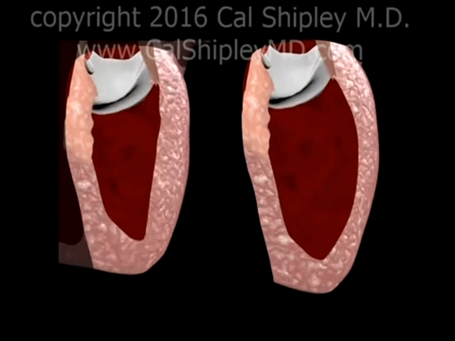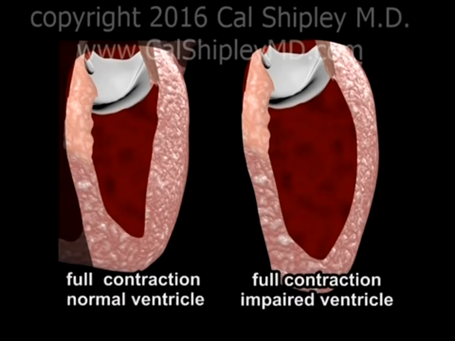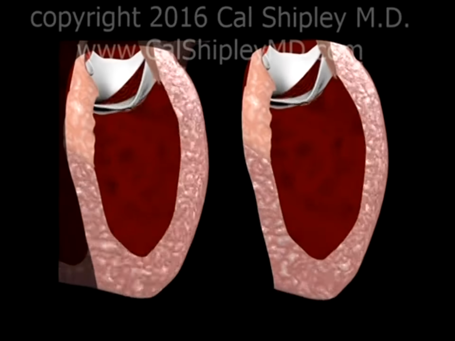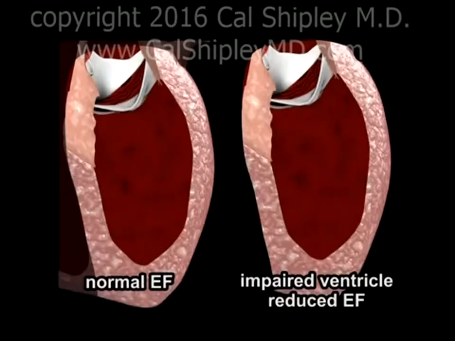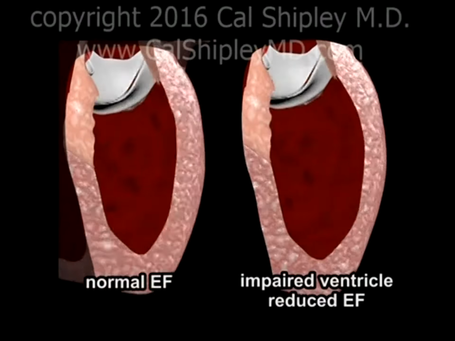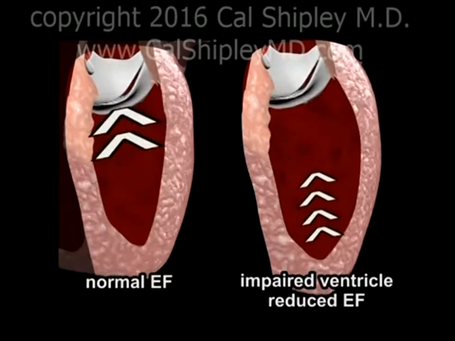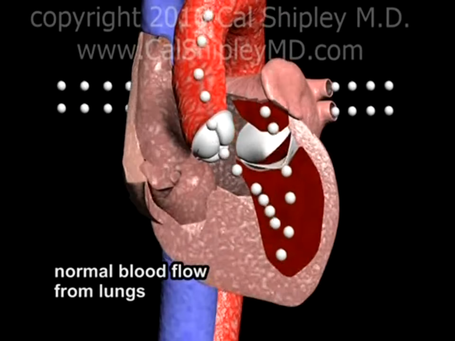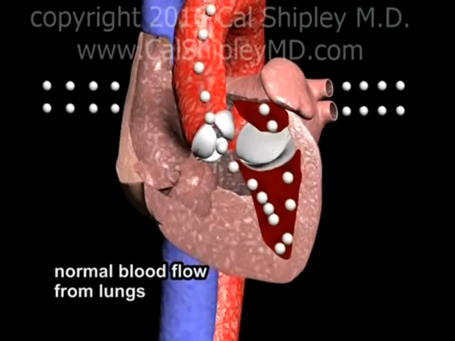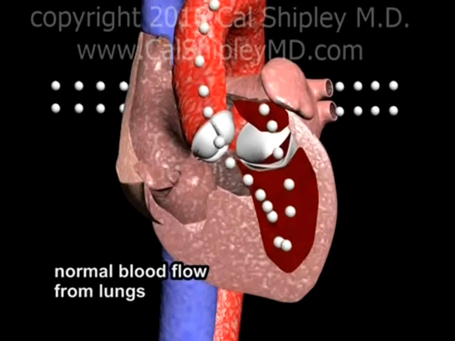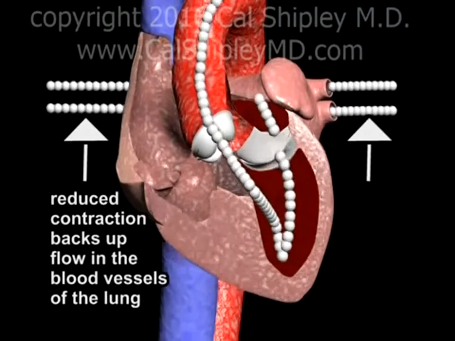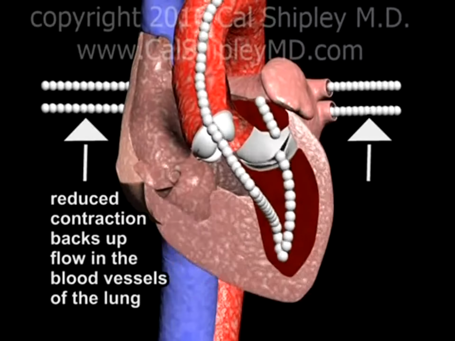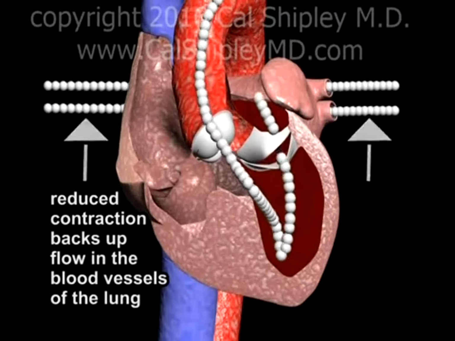As can be seen in this comparison, maximum contraction of the impaired left ventricle is clearly reduced compared to normal. And along with a reduced pumping action goes a reduced ejection fraction. The consequence of an abnormally reduced ejection fraction in an impaired left ventricle is that the volume of blood ejected by the ventricle with each contraction is less than the volume of blood flowing to the ventricle from the lungs.